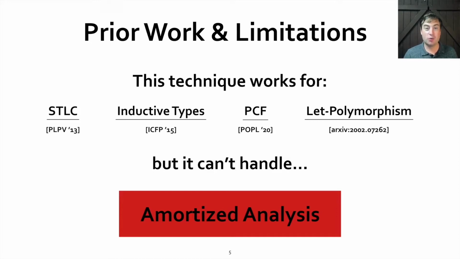But all of this prior work is limited in the kinds of analyses they can handle, only ever worst-case cost analysis. And in many cases, worst-case cost analysis simply isn't enough to get tight bounds. A technique like, say, amortized analysis is required to get better bounds. And so in this work, we extend the recurrence extraction technique to handle amortized analysis.